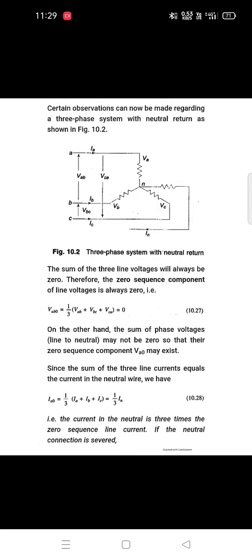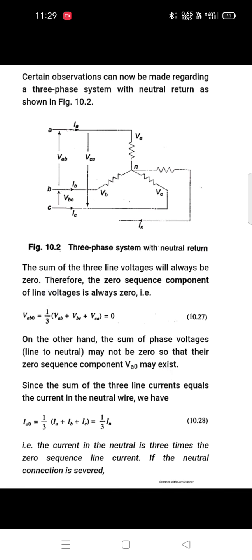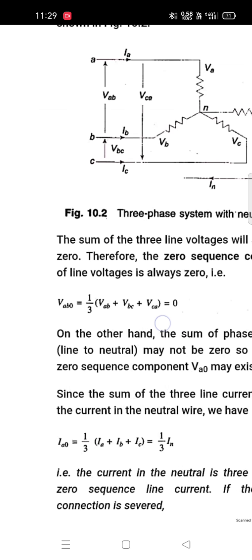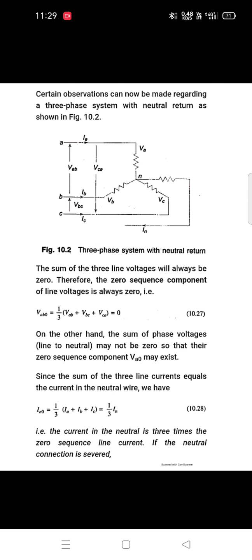Now let's take one three phase system with a neutral return. The sum of three line voltages will always be 0. Therefore the zero sequence component of line voltage is always 0. So here VAB0 will be equal to 1 upon 3 (VAB plus VBC plus VCA), equal to 0. On the other hand, the sum of phase voltages or line to neutral may not be 0, so their zero sequence component VA0 exists.